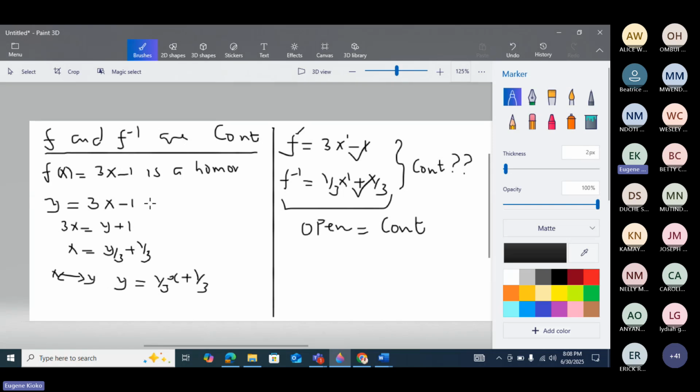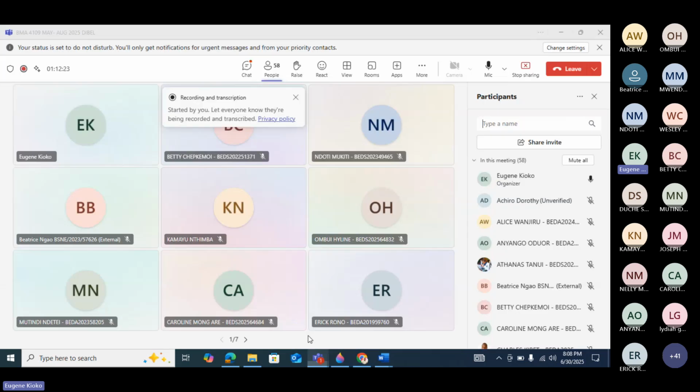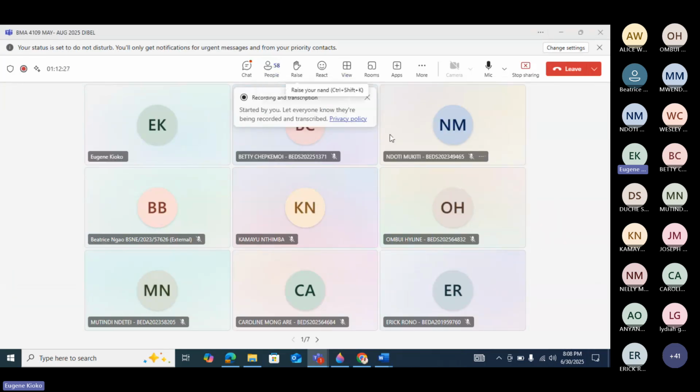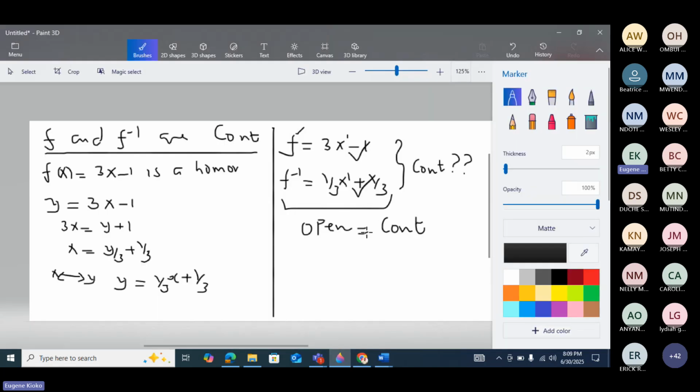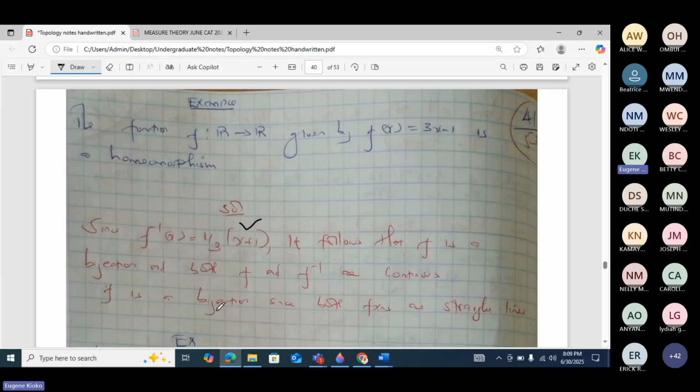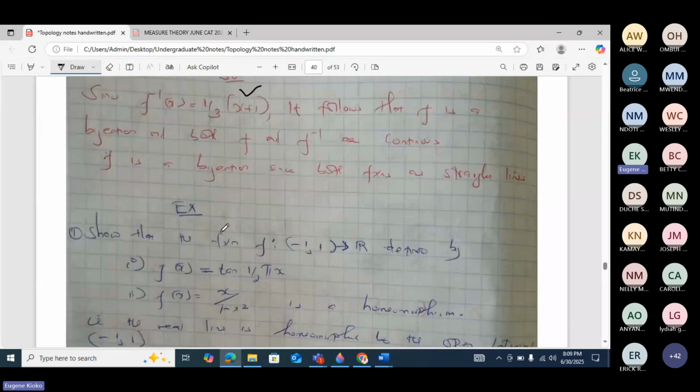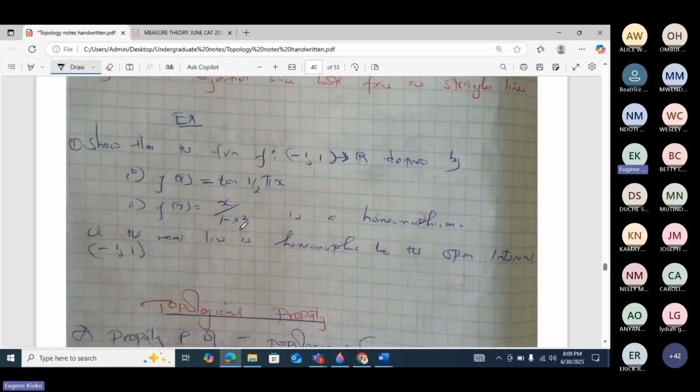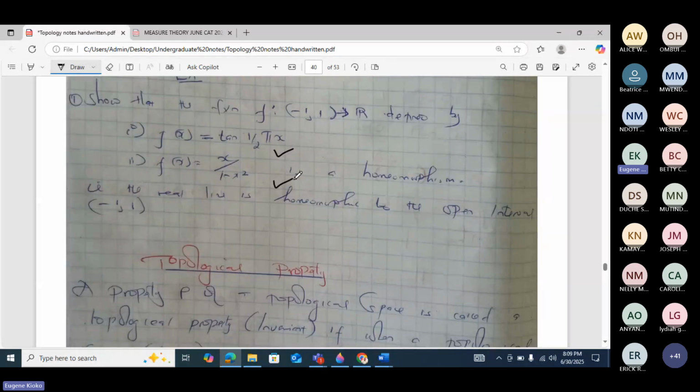I've expanded it well by finding the inverse. Then after finding the inverse, determining openness. After determining openness, then openness leads to continuity, as we can see. Therefore, we shall conclude that one is a homeomorphism. So you can use that knowledge to test this and that one.